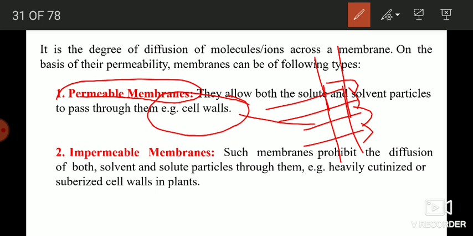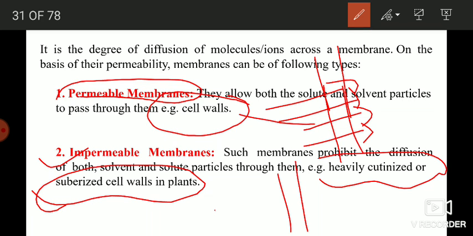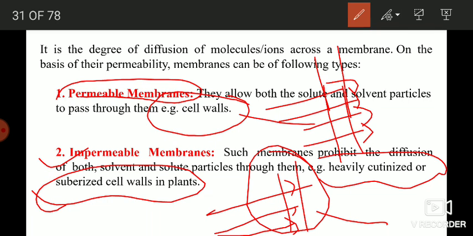The second type is impermeable membranes. Such membranes prohibit the diffusion of both solvent and solute particles through them. An example is heavily cutinized or suberized cell walls in plants. They do not allow solute and solvent molecules to pass through them.